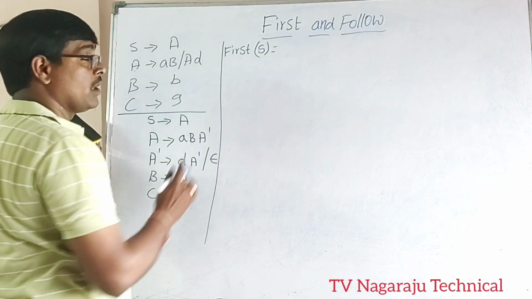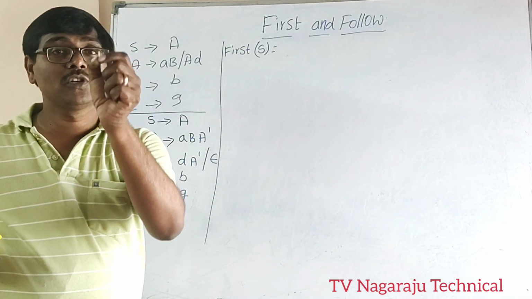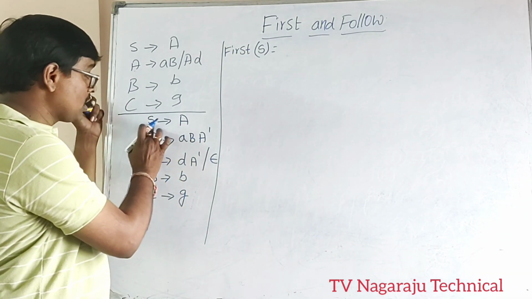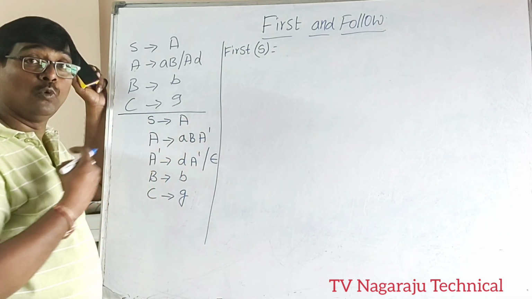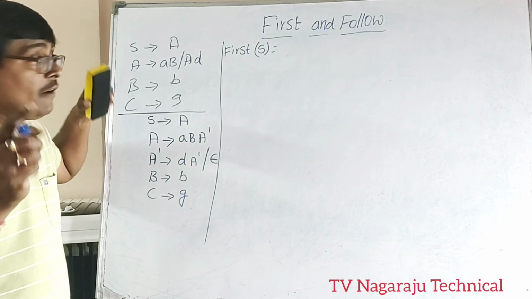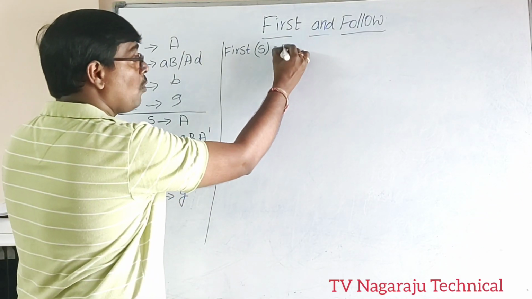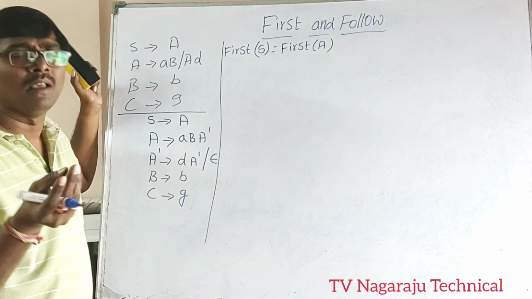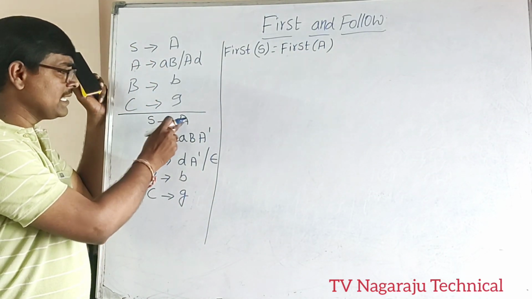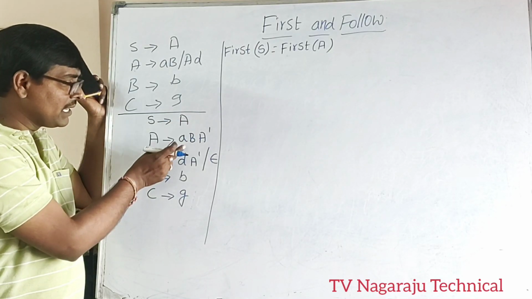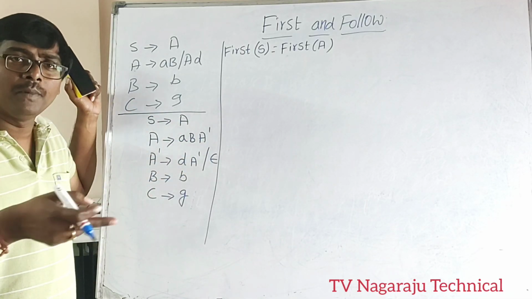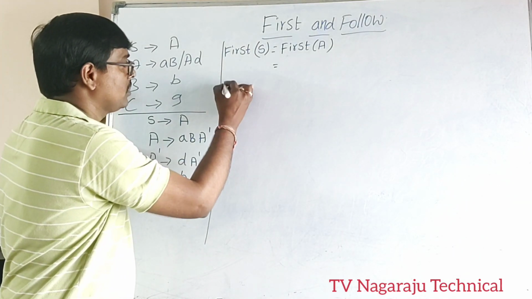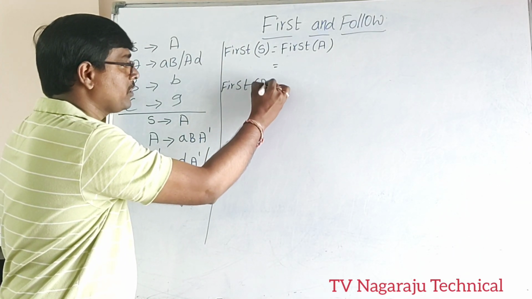First of S. What does first mean? The first terminal symbol on the RHS of that production. So first of S is capital A, but we need a terminal symbol. If we have a non-terminal symbol, you need to calculate the first of that non-terminal. S → A, and A is replaced with its production. Perform replacement until we get a terminal symbol. So for that, I am calculating first of A.